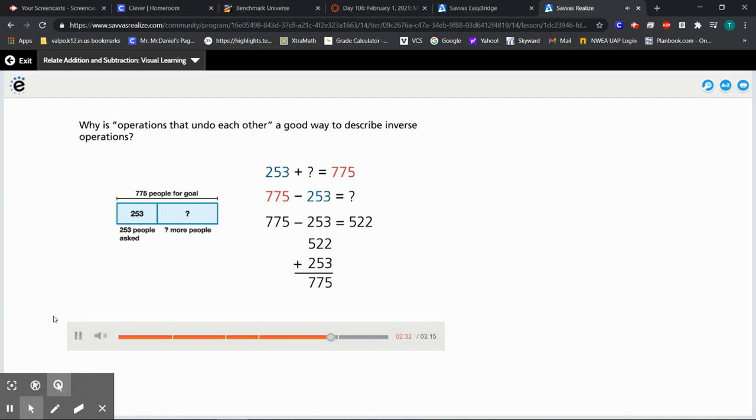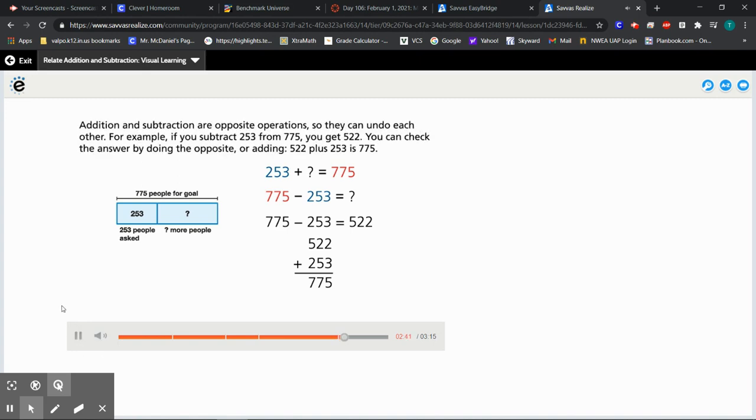Why is operations that undo each other a good way to describe inverse operations? It's a good way to describe it just because it allows us to go back the other direction. So the important thing here is that they're using the operation, the opposite operation, to check their work. That's a key idea of today's lesson, as you'll find out.